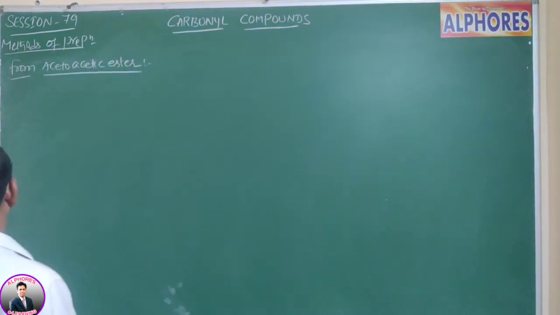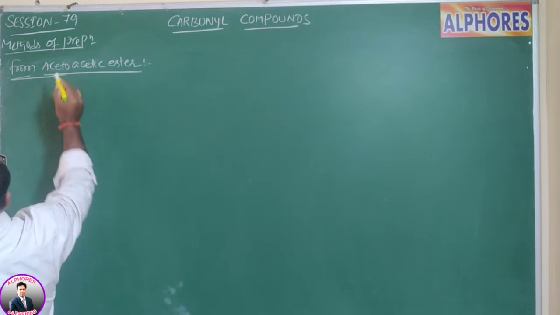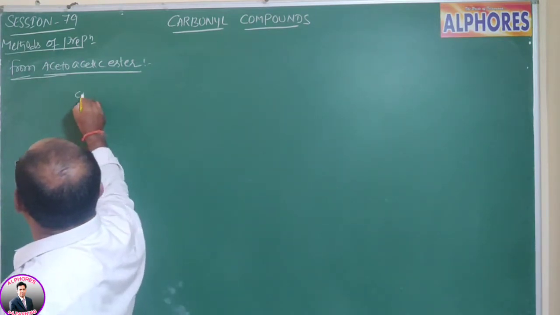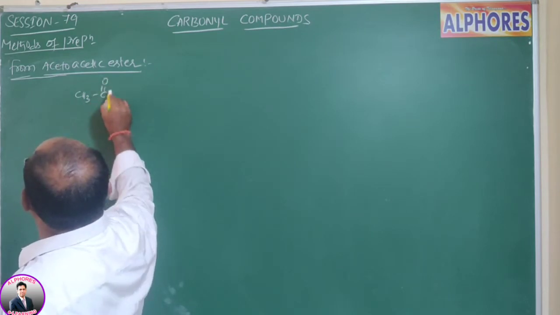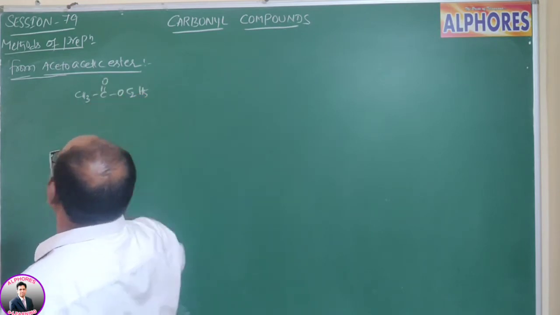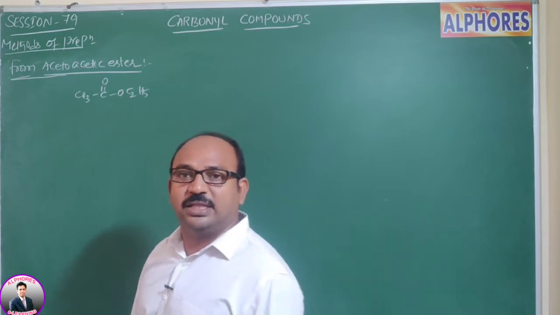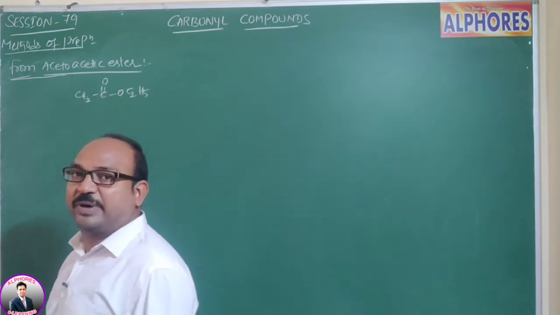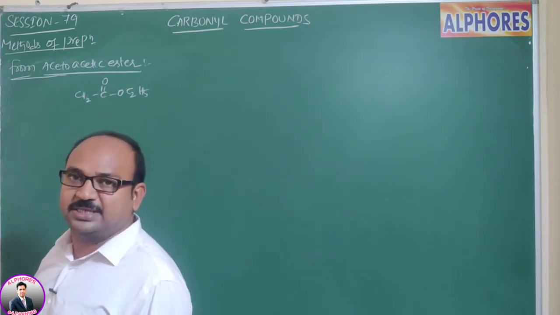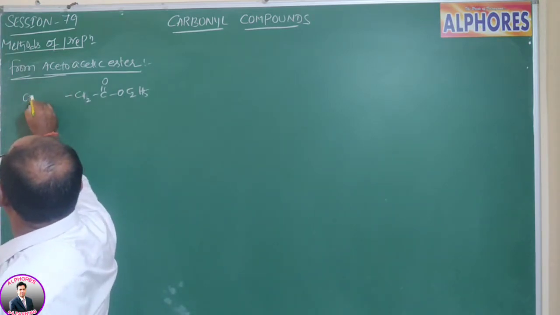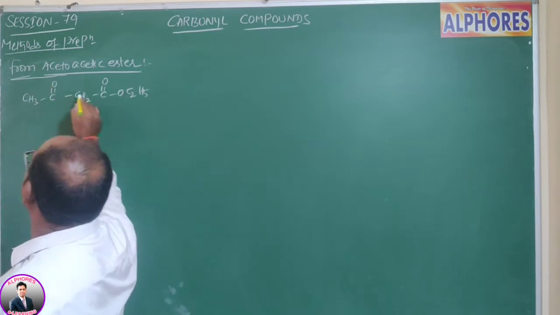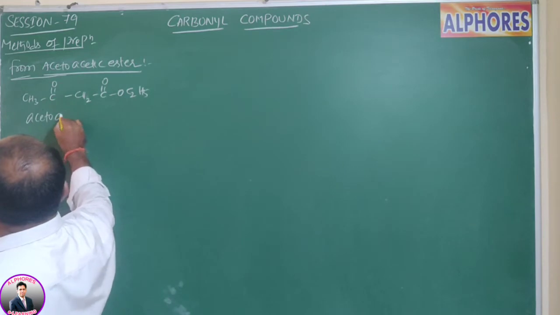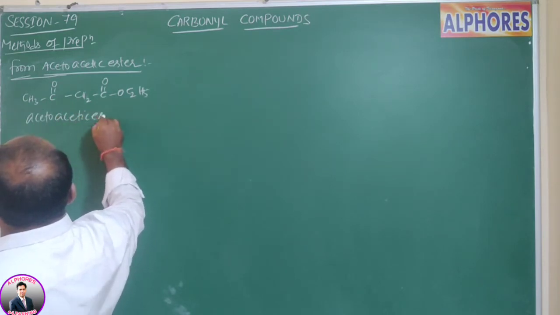Next one is from acetoacetic ester. As we know, acetic ester is nothing but CH3, C double bond O, C2H5. This is what we call ethyl acetate. This is an ester in which, if the carbon containing hydrogen is replaced by an acyl group or acetyl group, then we are getting CH3, C double bond O, CH2, C double bond O, C2H5. This is what we call acetoacetic ester.